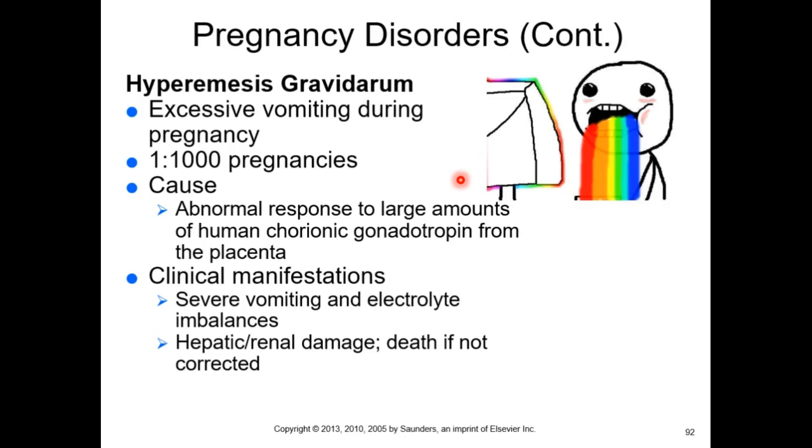Now, this is a lot more severe than simple morning sickness. Both of them, we assume, are related to a sensitivity to human chorionic gonadotropin, which is a hormone released by the implanted embryo early on in pregnancy. It's normal to have some response to HCG in the form of nausea, but hyperemesis gravidarum is an extreme sensitivity to that, as far as we know. The issue here is that the vomiting is so severe that you're going to end up with electrolyte imbalances and acid-base imbalances. So much so that you can end up with liver and kidney damage.